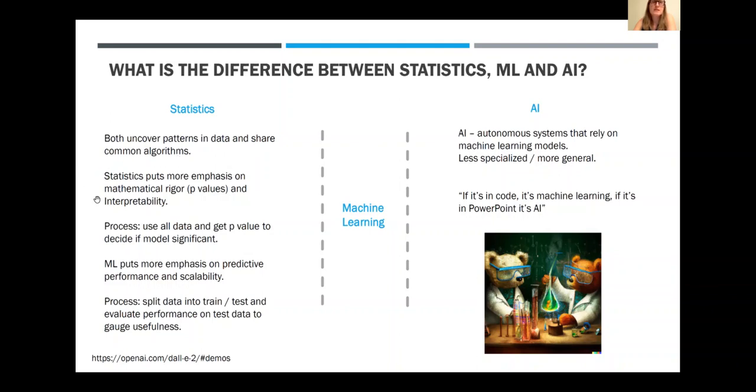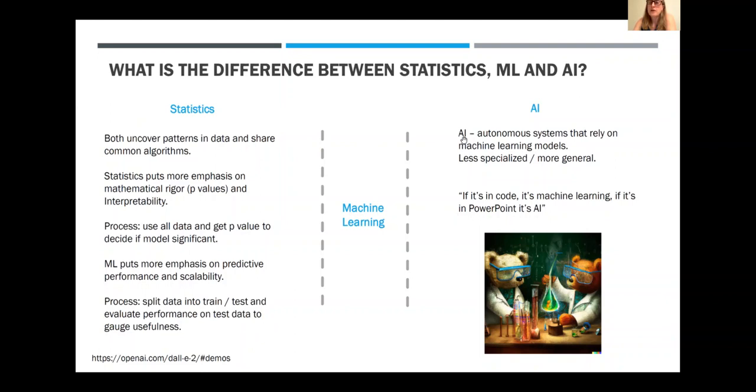But statistics, like I said, puts more emphasis on p-values, using those to help you determine if something is significant or not. Generally, you throw an entire data set into a statistical model, whereas with machine learning, the focus is more on predictive performance and scalability. We apply this method of splitting the data into train and test sets to evaluate performance, rather than worrying about p-values and whether something is statistically significant. So that's the key difference.